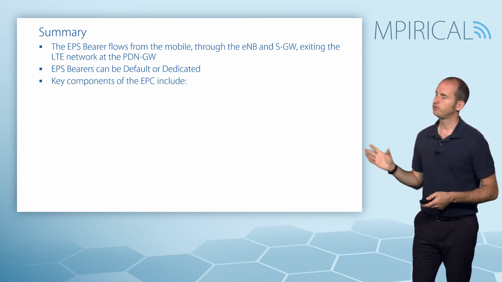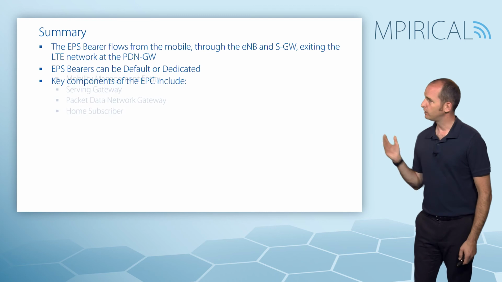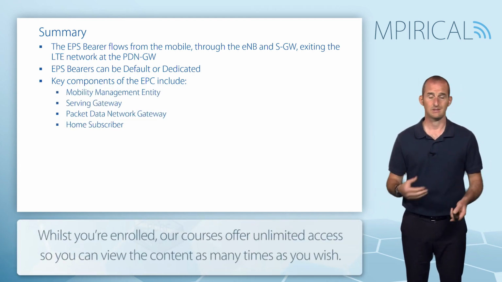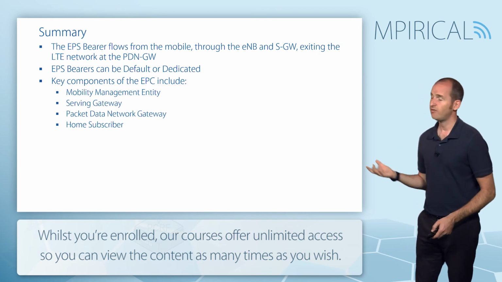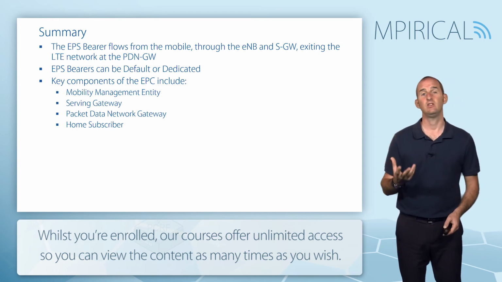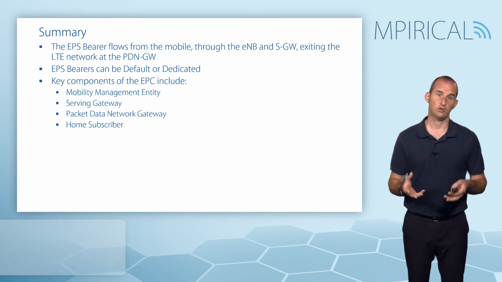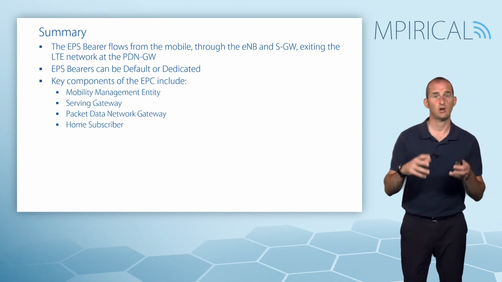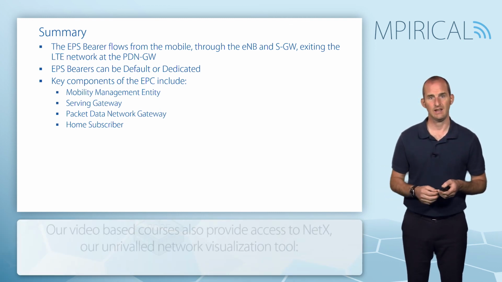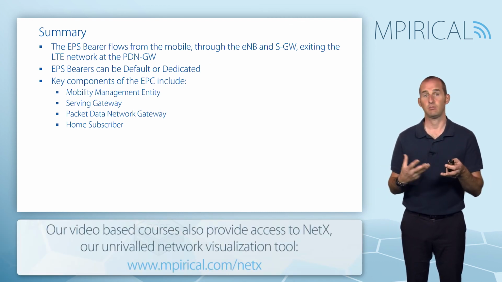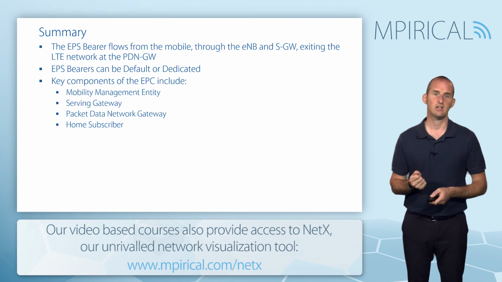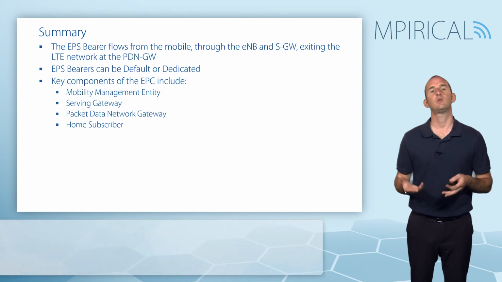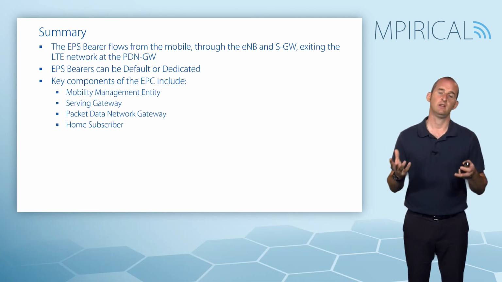The key components of the Evolved Packet Core, well, they included the Mobility Management Entity, which looks after mobility management and session management, the Serving Gateway, which looks after eUtran anchoring and also data buffering for paging purposes, the Packet Data Network Gateway, which we saw as our anchor point to the Packet Data Network, and it also does things like policy control and IP address allocation, and our Home Subscriber Server, which is our central repository of subscriber information.